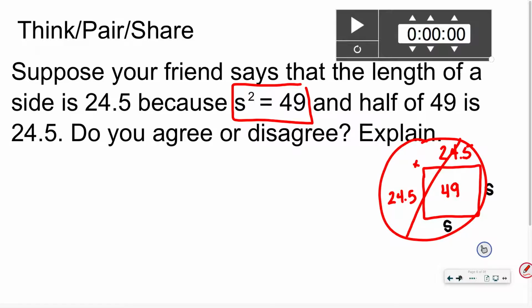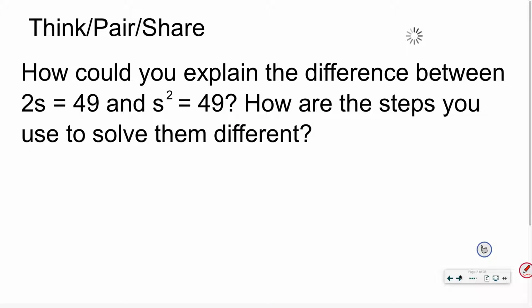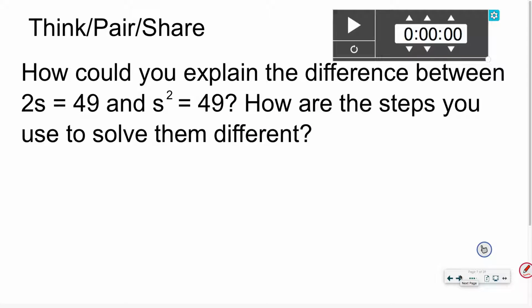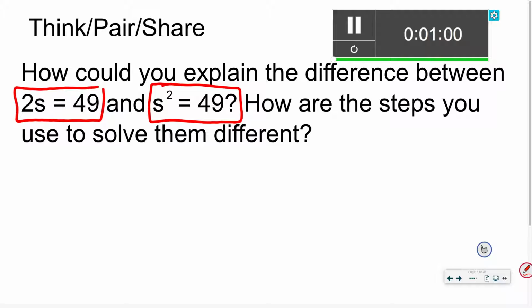Okay. Now let's say you needed to explain the difference between these two equations. You have 2s equals 49 and s squared equals 49. How could you explain the steps to solving them? How could you compare the steps to solving them? Take a minute, and with the people around you, have a quick conversation about solving both of those equations. Are you solving them the same way? Are you solving them differently? Are the equations the same? Are the equations different? Discuss.